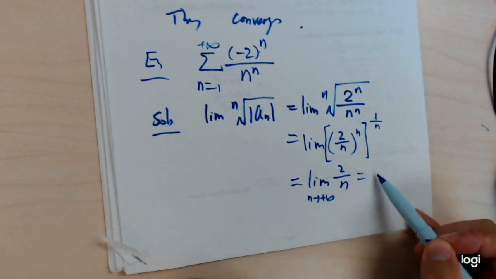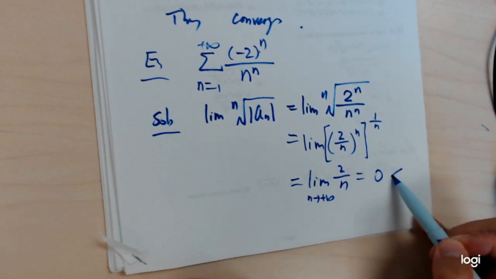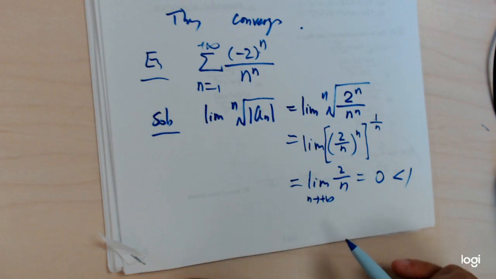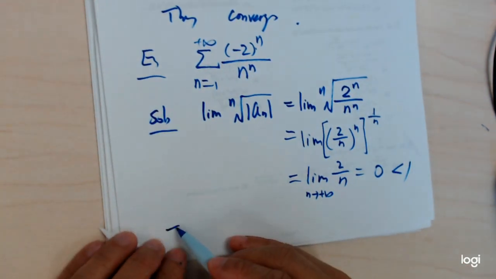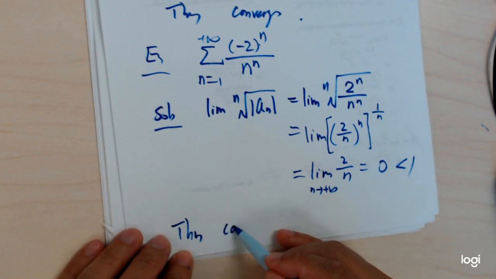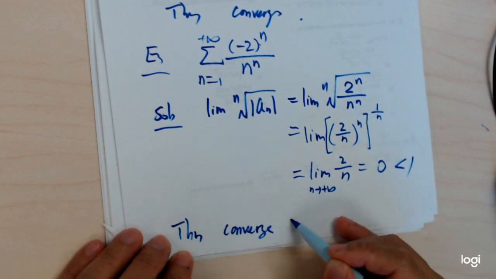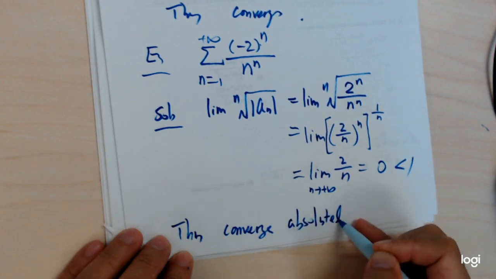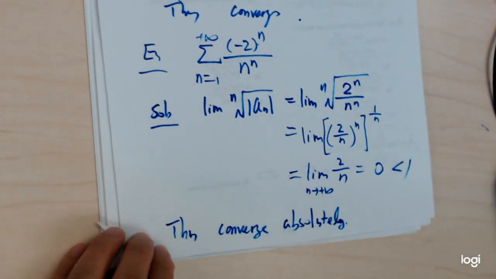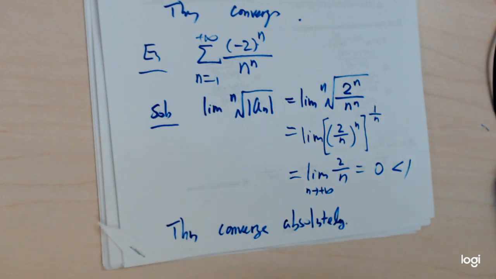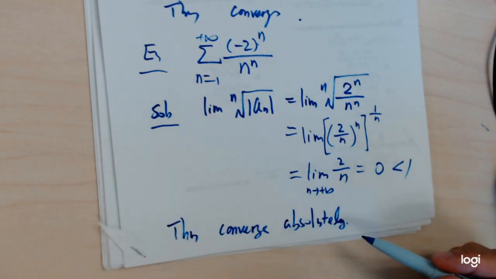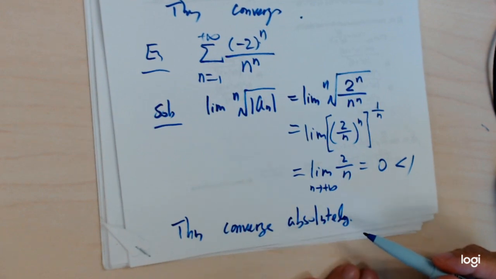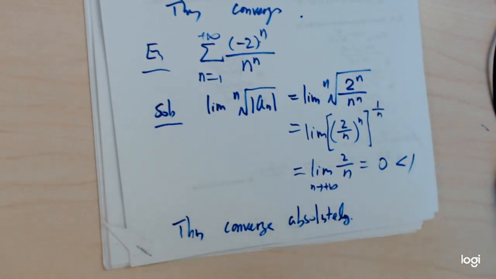Which is 0, less than 1. So the conclusion is converges what? Yes, absolutely. Converges absolutely. Converges absolutely once again means this series automatically converges. Okay, converges absolutely implies converges, but this is a very strong conclusion. And that's the end of it.